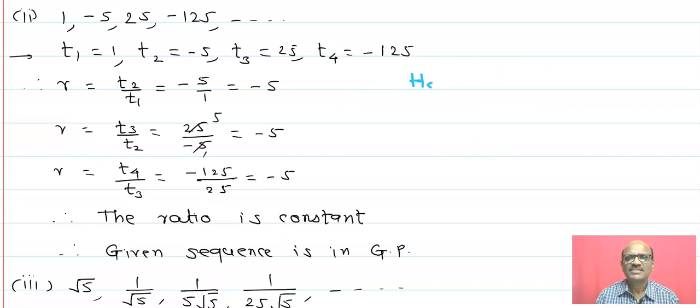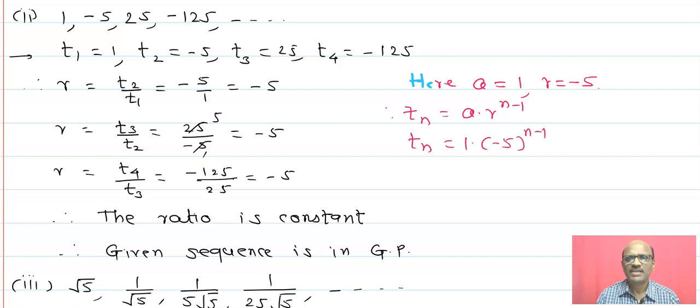Now the next is here. Again, this second example was also in GP. A is equal to 1, R is equal to minus 5. Tn is equal to A into R raised to n minus 1. The value of A is 1 and R is minus 5 in brackets raised to n minus 1, and that's why you are getting Tn is equal to minus 5 in brackets raised to n minus 1. This is the nth term for the second example.